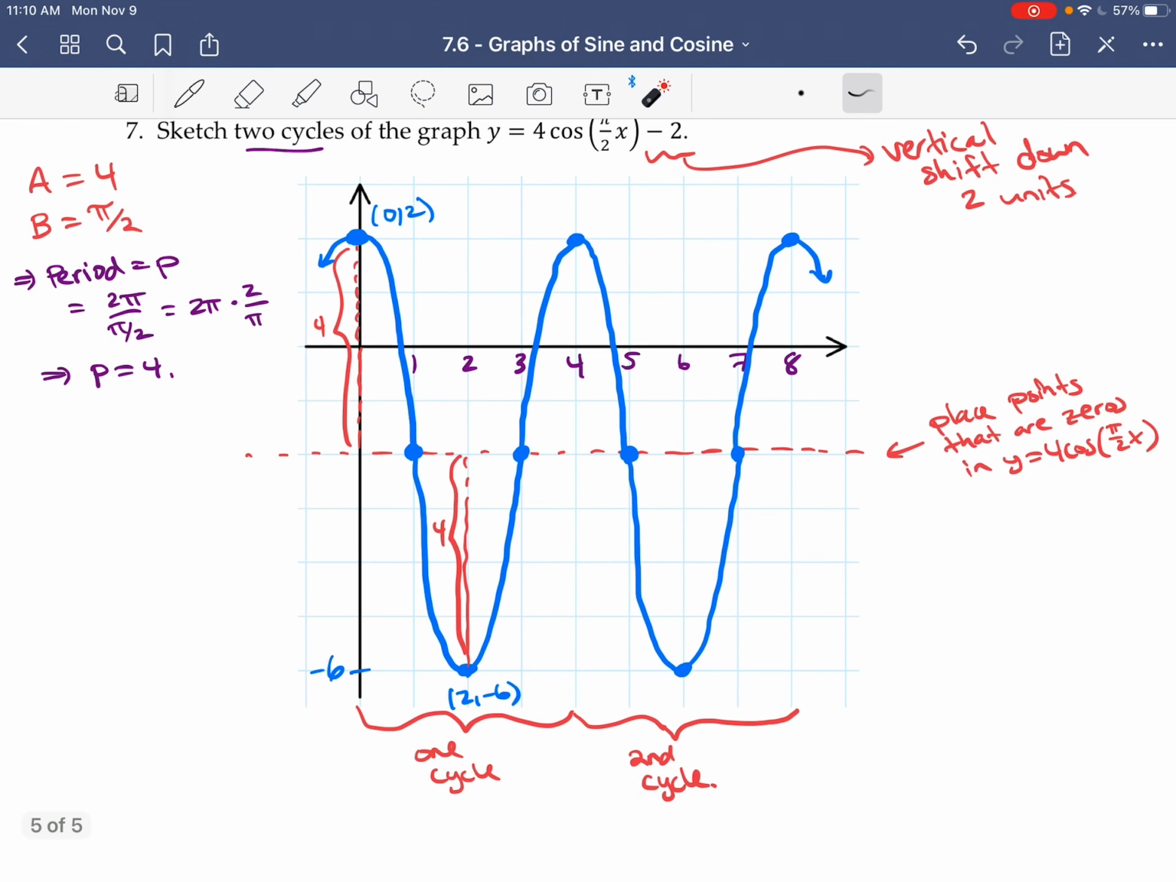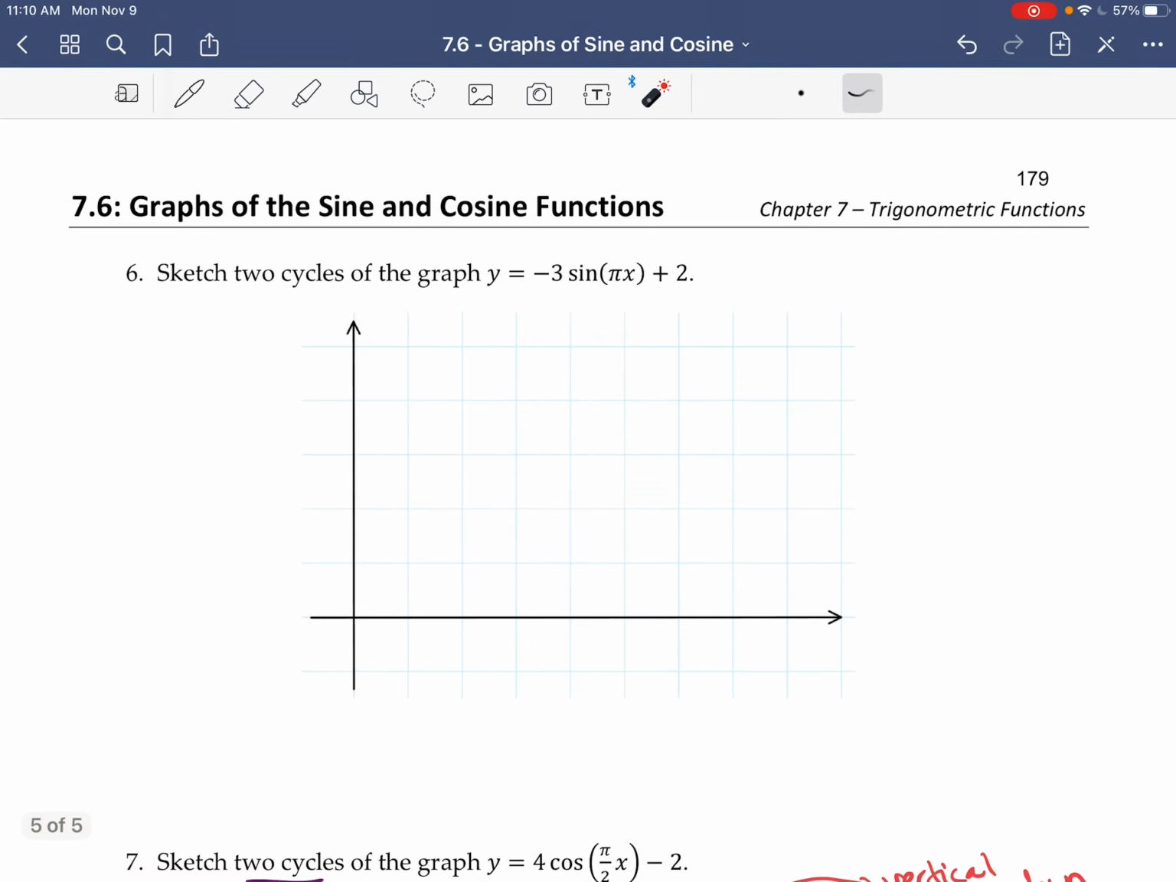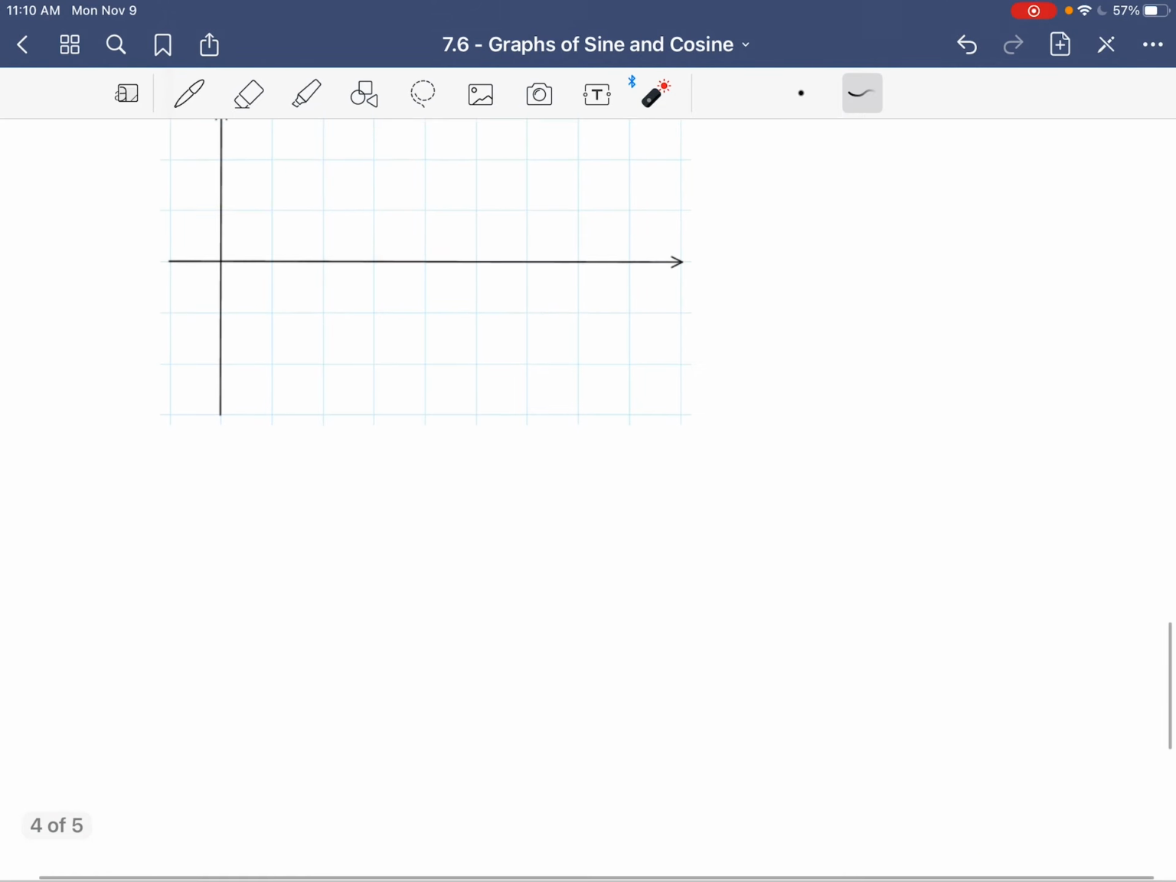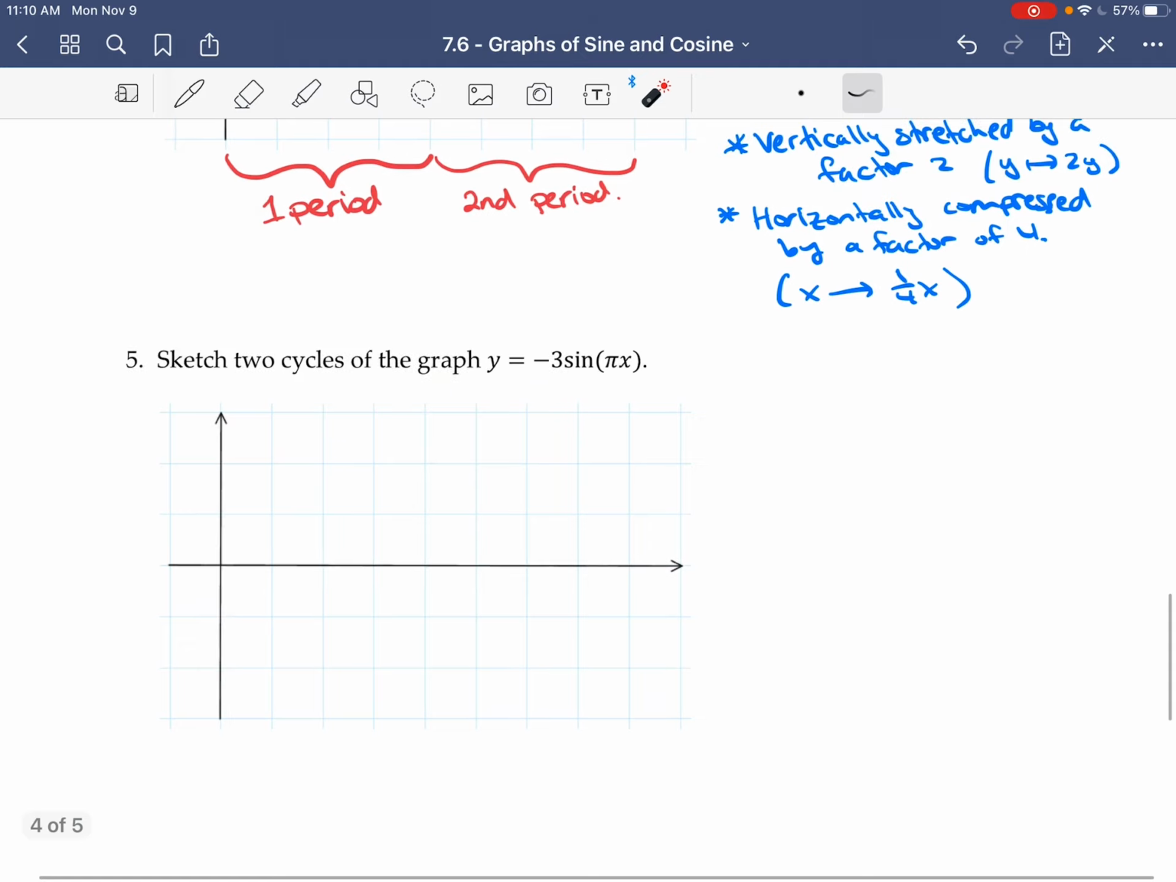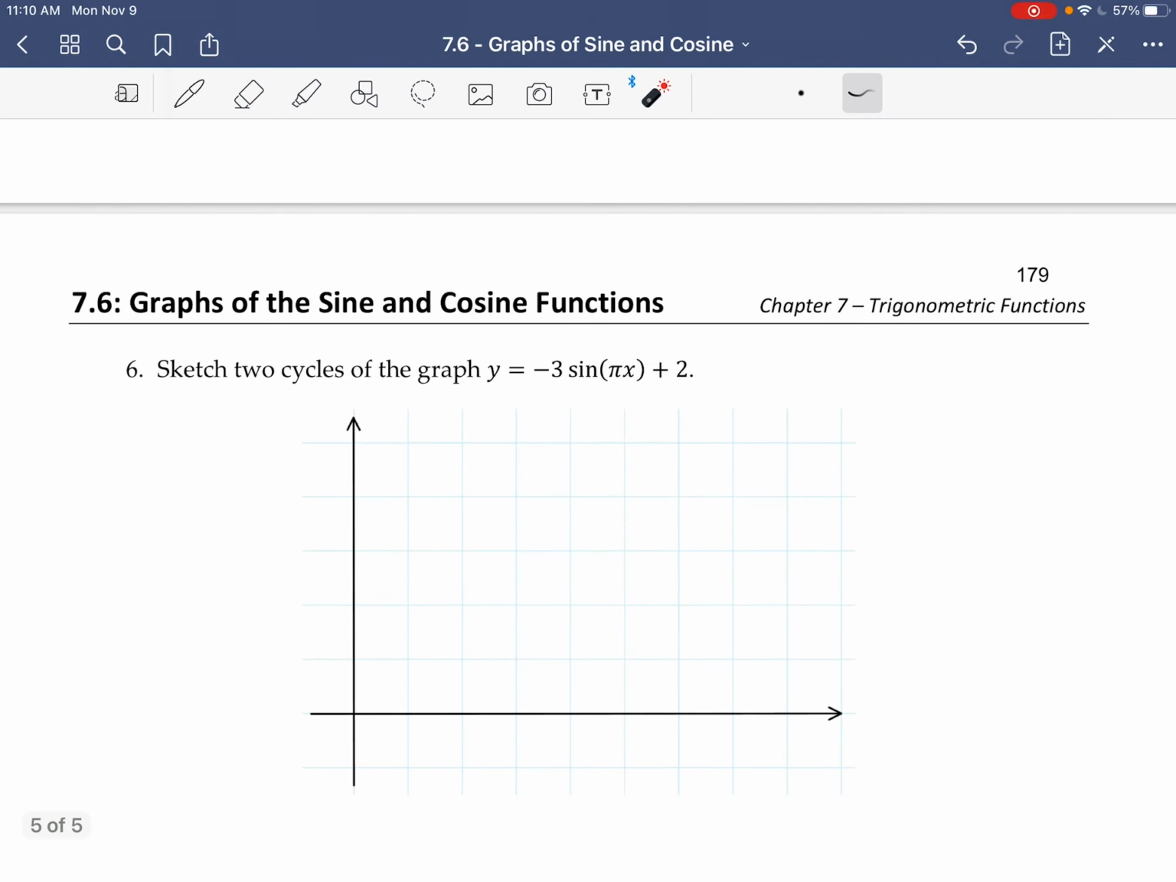Try and complete those other examples. Notice number 6 is very similar to number 5, so you might be able to save yourself some work if you notice how they're related. So those are the graphs for the sine and the cosine and some transformations of them.